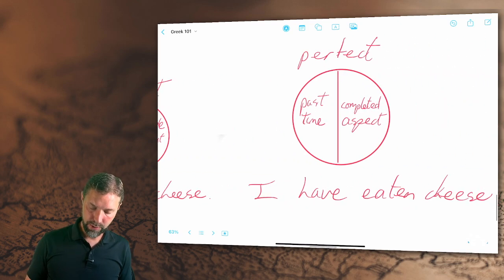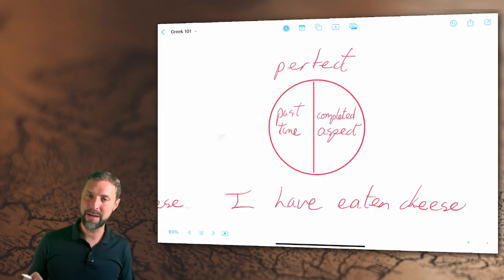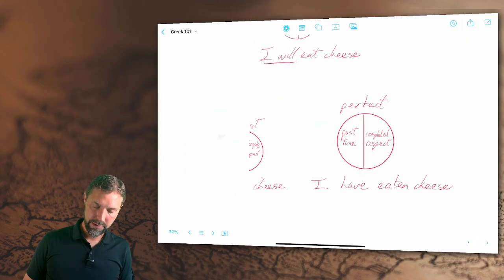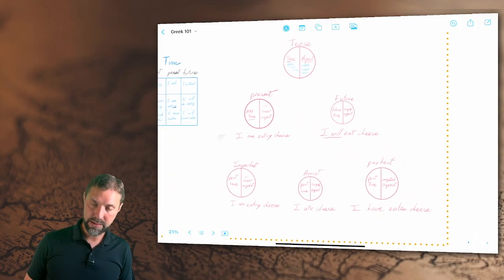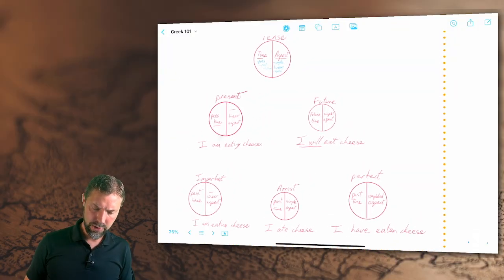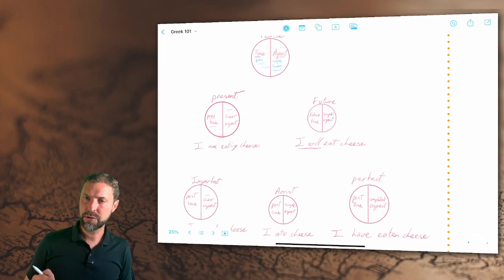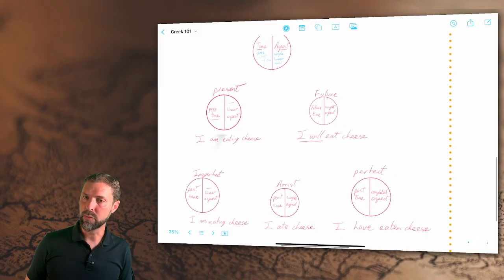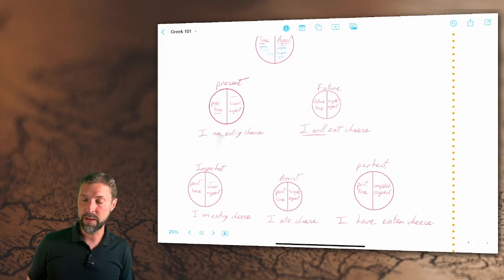And then now with the perfect, this is the first time we've had a completed or stative aspect. Plummer's language, stative. I have eaten cheese. Past time, completed aspect. Just to show those out, all of them together, this is what that would look like. And you want to be able to grasp with some pretty good immediate clarity how to translate each one of these forms and recognize what they mean so that you're rendering it appropriately as you work your way through the New Testament.